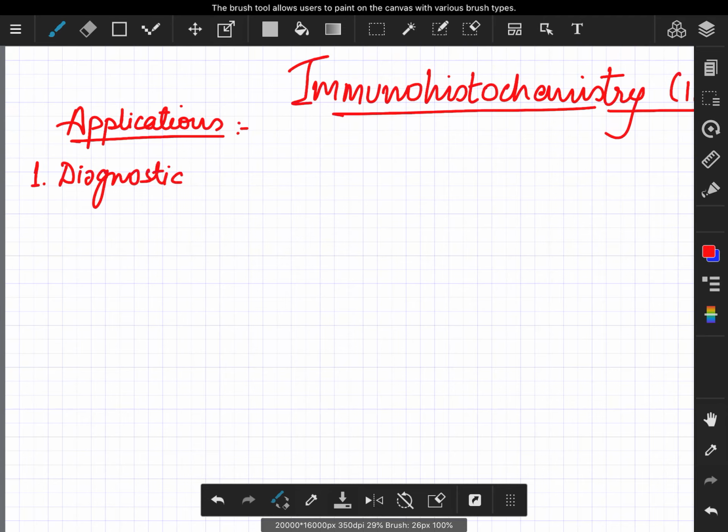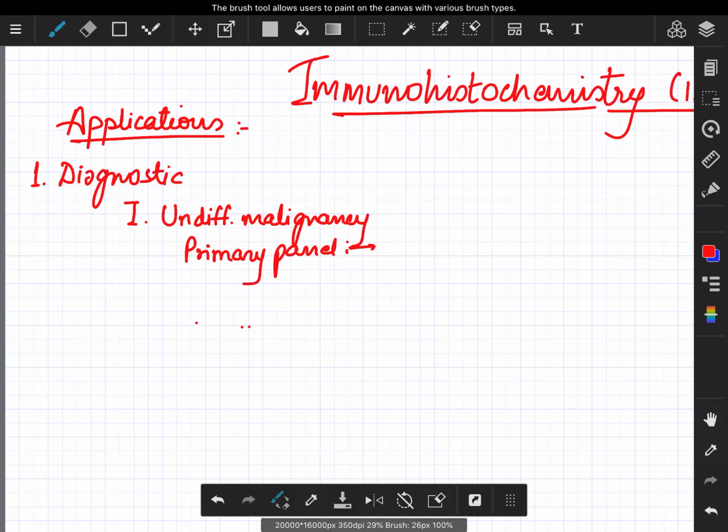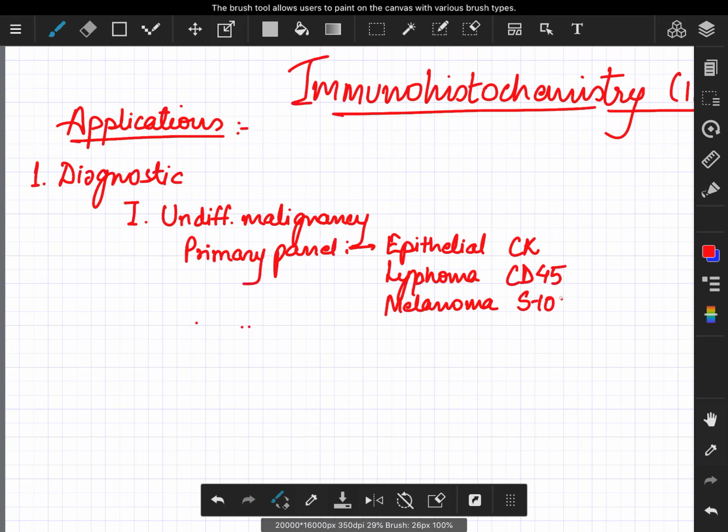What are the areas where we use immunohistochemistry in diagnosis? First is for undifferentiated malignancies. The common primary panel which we use for any undifferentiated malignancy includes the marker for epithelial cell origin, for lymphomas, for melanomas. So the primary panel includes pancytokeratin, CD45 and S100.